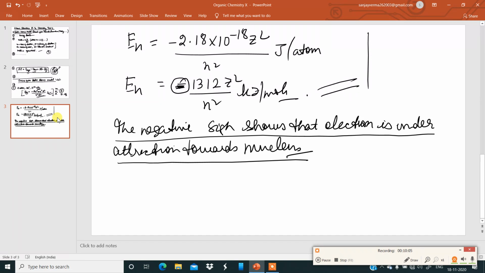To understand this negative sign, keep in mind that the electron is under attraction towards nucleus because nucleus carries a positive charge, so it attracts the electrons. That is why we put a negative sign. Okay, that was number two. Then let us go to the next slide.